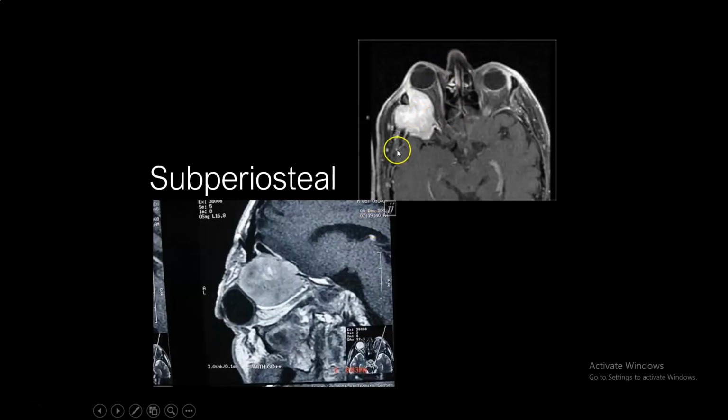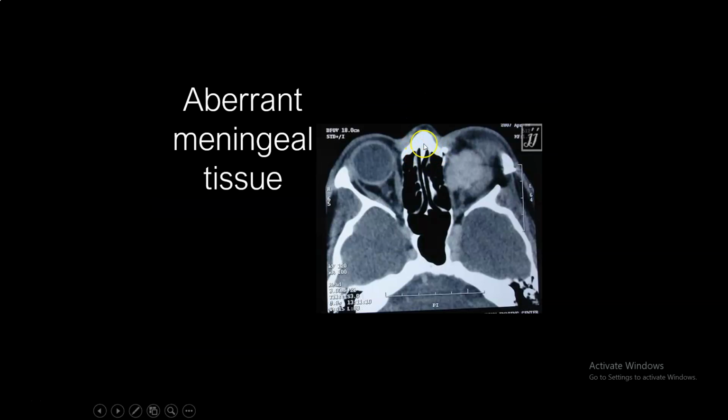The subperiosteal, you see here, it is extending from intracranially into the orbit, but actually it did not violate the periorbita. So this is subperiorbital meningioma. So optic nerve sheath meningioma, subperiorbital meningioma, as you see here. And here is the aberrant meningeal tissue of very good prognosis. You take it out surgically. It is not related to the optic nerve. It is not related to the periorbita. It is an ectopic meningeal tissue, and you remove it.